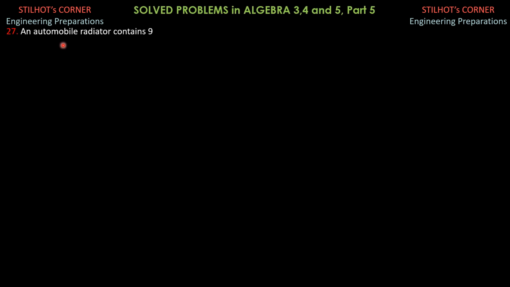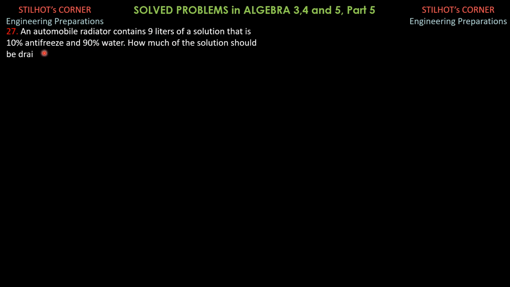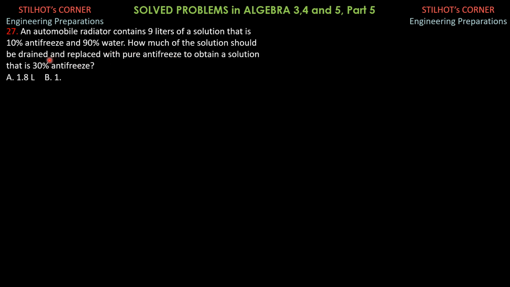So this is the first problem. An automobile radiator contains 9 liters of a solution that is 10% antifreeze and 90% water. How much of the solution should be drained and replaced with pure antifreeze to obtain a solution that is 30% antifreeze? So when the solution is replaced by pure antifreeze, we expect that the concentration will increase. So that's why it becomes 30% antifreeze.